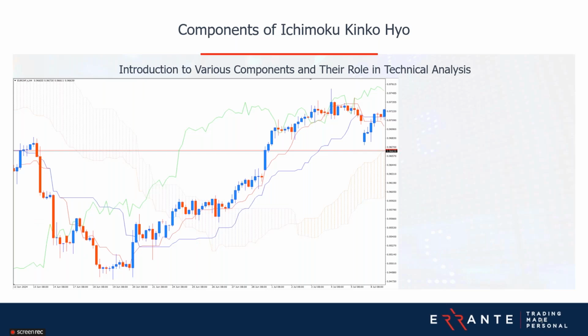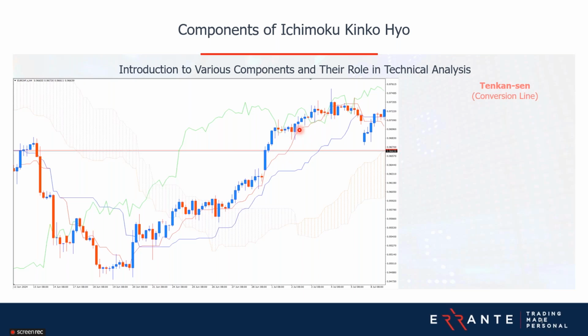Now that we've explored the rich history and background of Ichimoku Kinko Hyo, let's dive into the heart of the powerful analytical tool by understanding its key components. Each of these components plays a unique role in providing a comprehensive view of market trends. Let's start with the first component, known as Tenkan-sen, or the conversion line. If you see, this is the almost red line that you see here. Now you see my laser pointer here. This almost red line is the Tenkan-sen.